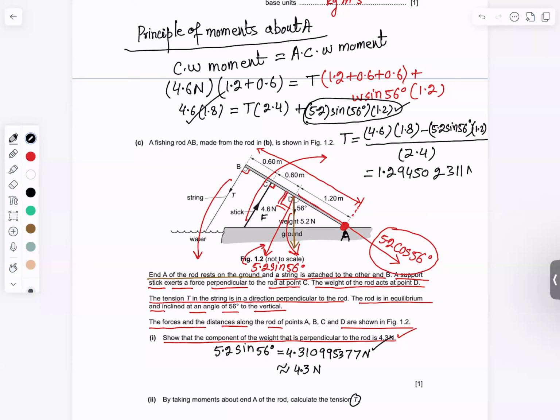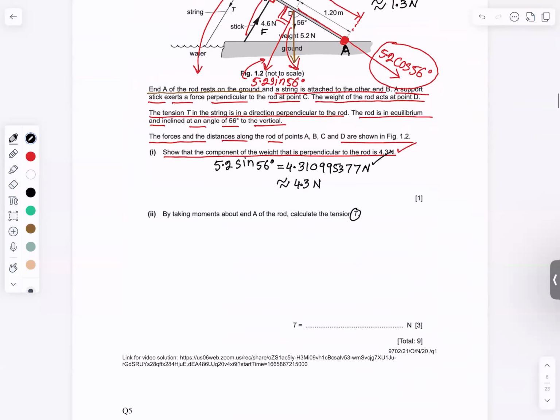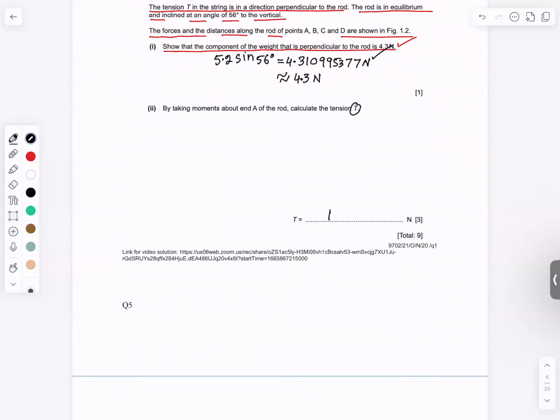1.2945 Newton. Whatever answer the calculator gives, you write it as a whole, and then observe the significant figures and round off. So the least significant data is given up to 2 significant figures. If we write tension up to 2 significant figures, it's 1.3 Newton. So the tension is 1.3 Newton. So this was the question. Let me check the answer for tension. It is 1.3. Okay, bachcho, take care.